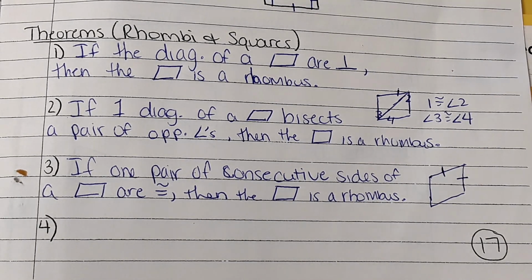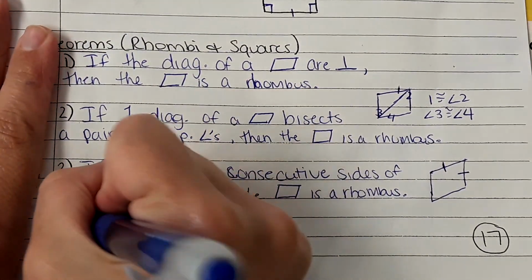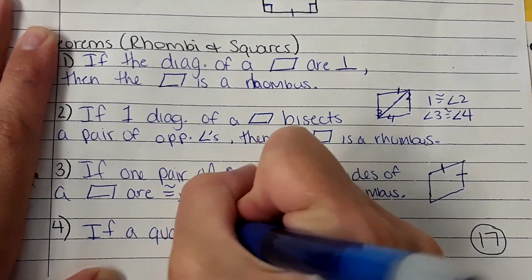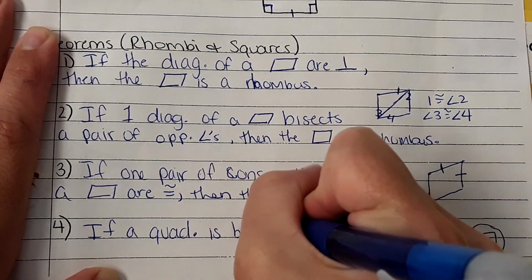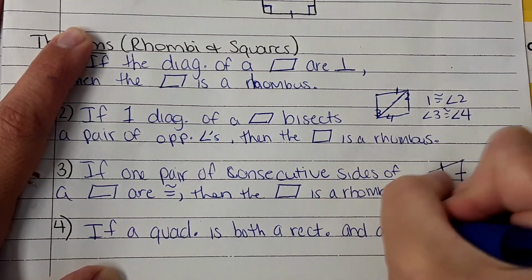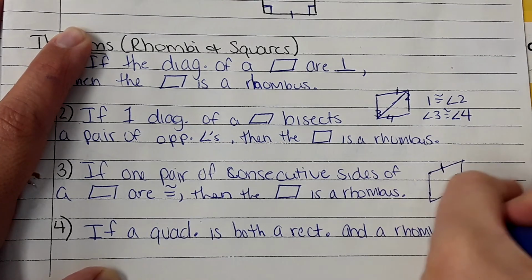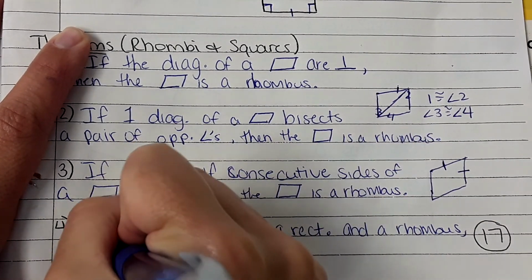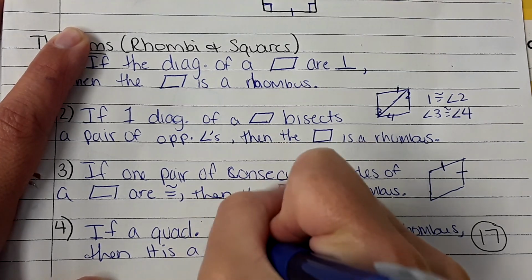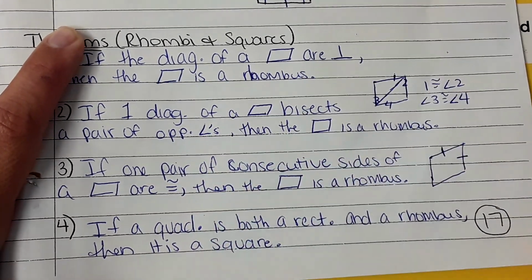And last but not least, if a quadrilateral is both a rectangle and a rhombus, then it is a square. And I'm using abbreviations, of course. If a quadrilateral is both a rectangle and a rhombus, then it is a square. And you can see that on the quadrilateral family tree as well.